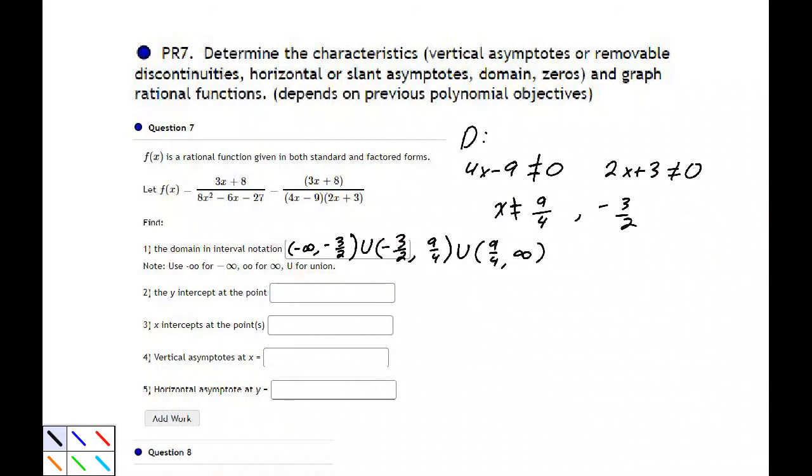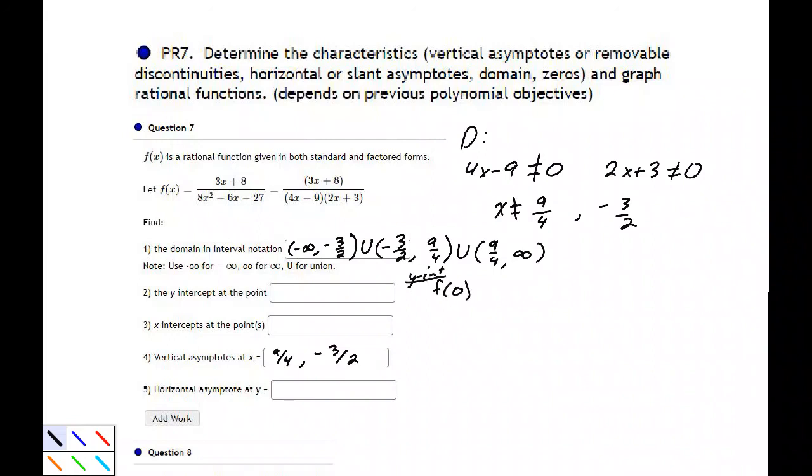Now this also tells us the vertical asymptotes, because we don't have any common factors that would actually reduce. The vertical asymptotes are x equals 9 over 4, comma, negative 3 over 2. Now the y-intercept will be found, just like in polynomials, by finding f of 0. This is my y-intercept, f of 0.